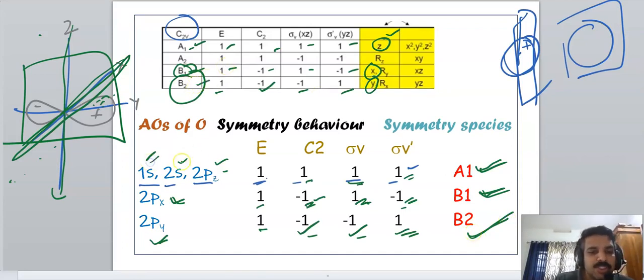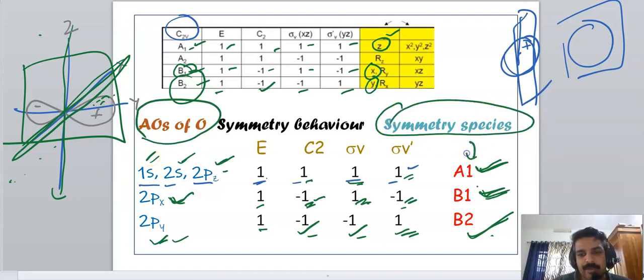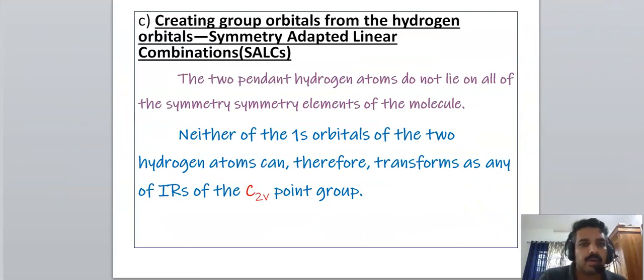So 1s, 2s and 2pz have A1 symmetry. 2px has B1 symmetry, 2py has B2 symmetry. These are the atomic orbitals of oxygen. They belong to the symmetry species A1, B1 and B2. Clear? Now the third step is creating group orbitals from the pendant hydrogen orbitals.